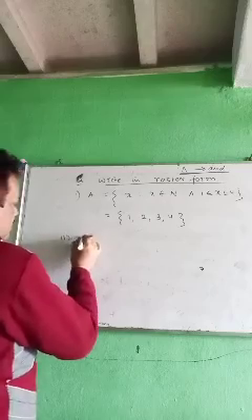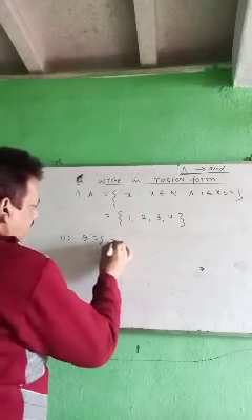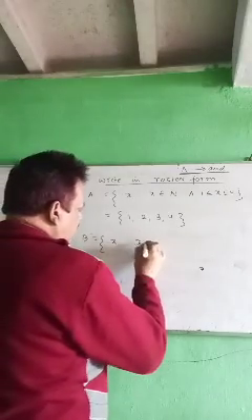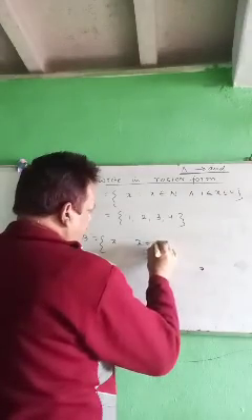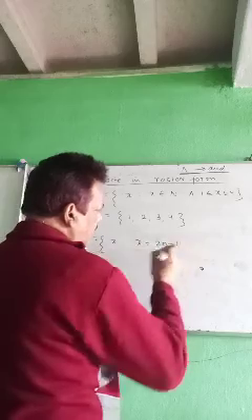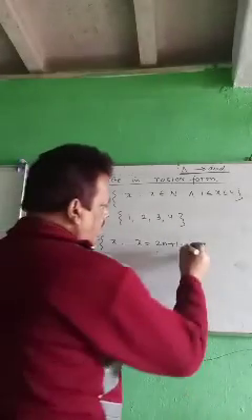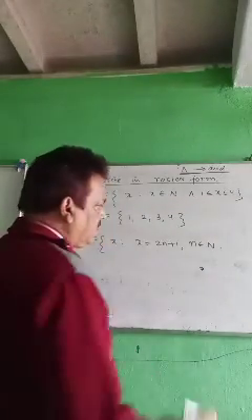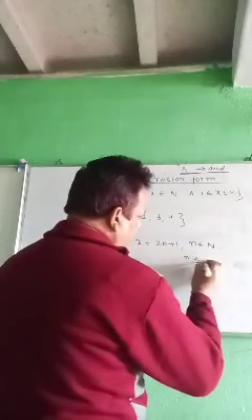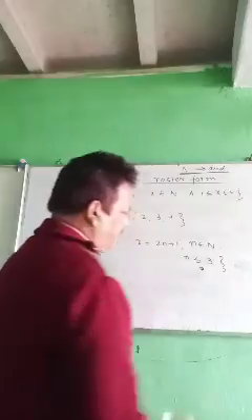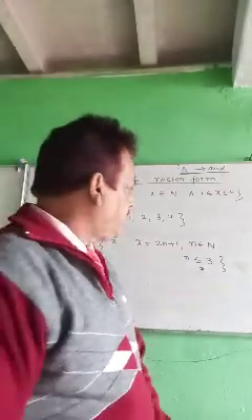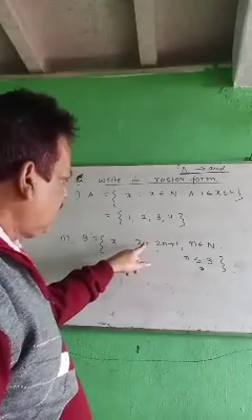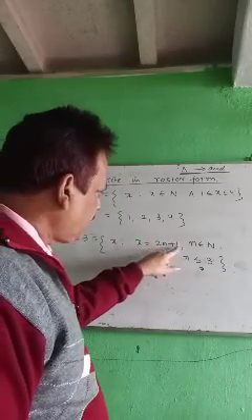Suppose I have another example here. Set of all x such that x equals 2n plus 1, where n belongs to natural number and n is less than or equal to 3. Look, it's a bit different again. Set of all x such that x is in the form of 2n plus 1.